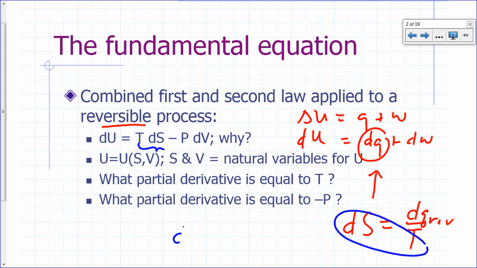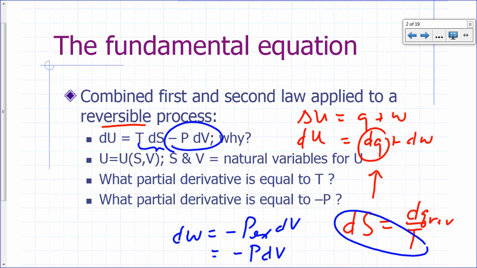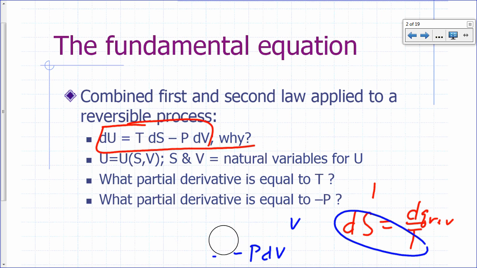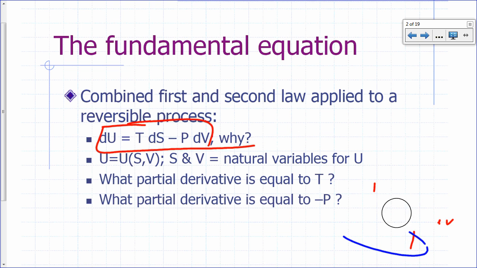And what's dW for a reversible process? It's just negative P external dV. Since it's reversible, it's just going to be negative P dV. So we say dU equals T dS minus P dV. That's your combined statement of the first and second law. That would be the energy change for a step in a reversible process.